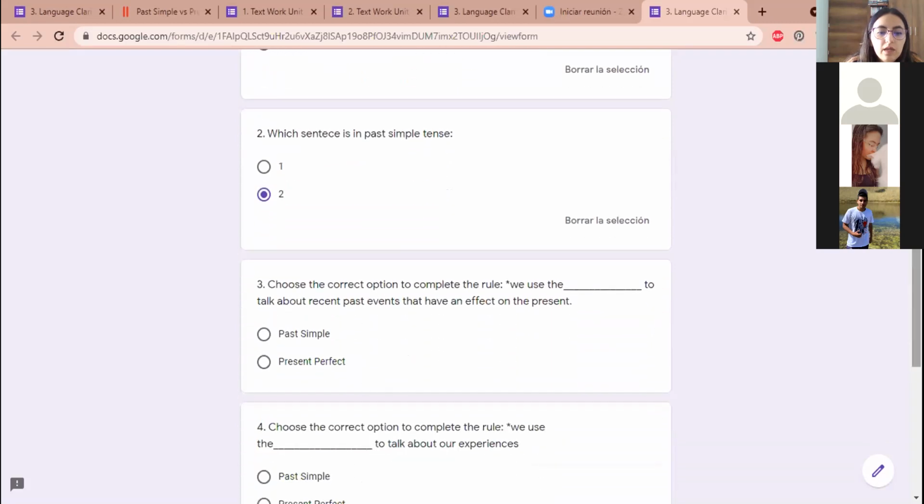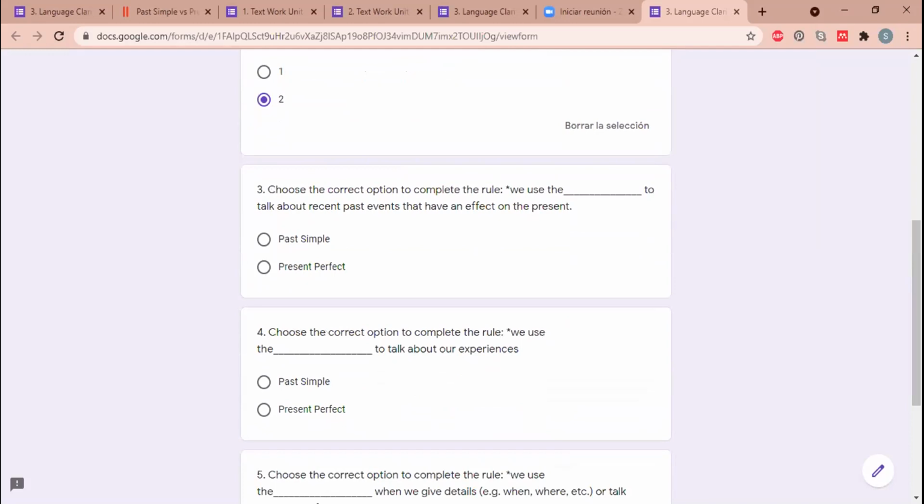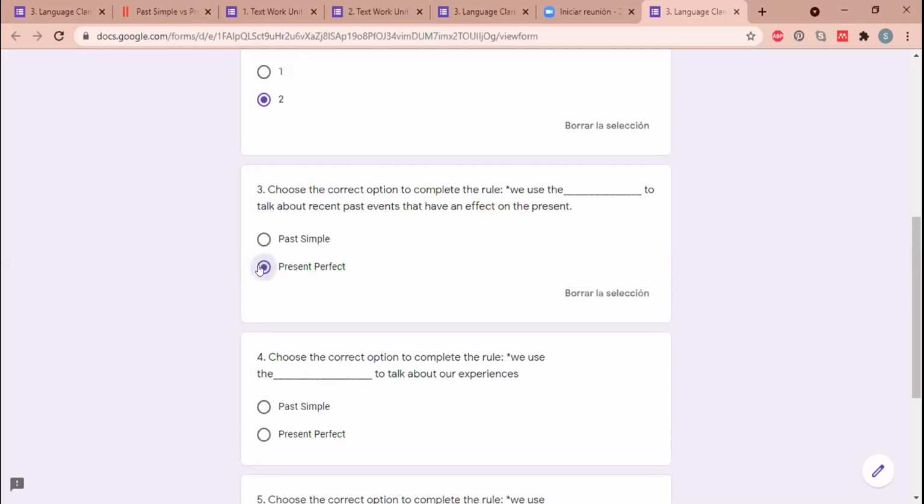Thank you. Let's move to the third part. Choose the correct option to complete the rule. Fausto, can you help me with the answer of number 3? Present perfect, teacher. We use the present perfect to talk about a recent past event that has an effect on the present. Exactly, the present perfect.